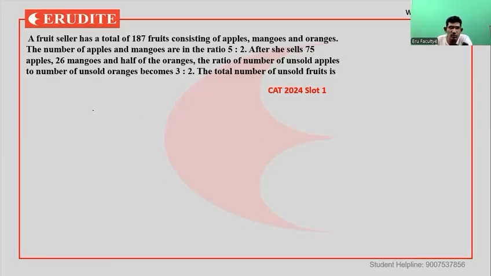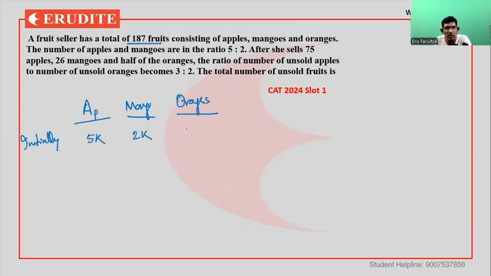So here, what do you do? So total 187 fruits, and this is apples. Then we have mangoes and oranges. Now, initially, how many do I have? So 5:2 ratio. So let's take apples 5K, mangoes 2K. The remaining must be oranges, which is 187 minus (5K plus 2K), which is 7K. This I can write as the number of oranges.